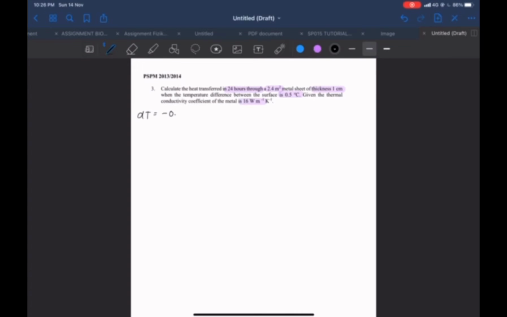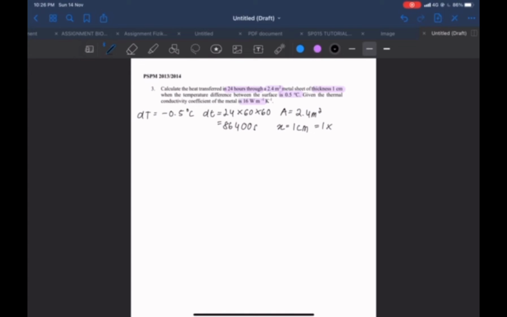Is negative 0.5 Celsius. The time given is 24 hours, so we need to change it into seconds. The area given is 2.4 meters squared. And the thickness x given is 1 centimeter. So we need to change the centimeter into meter.